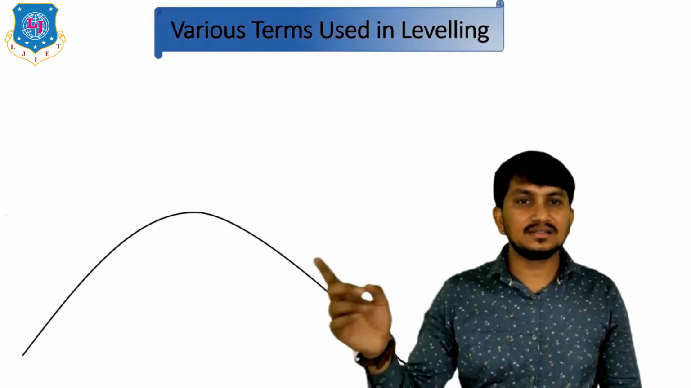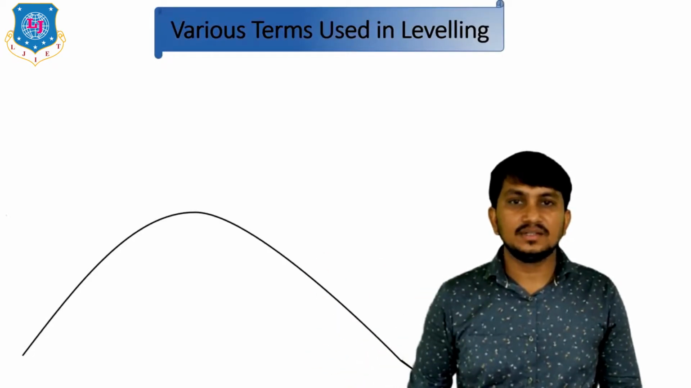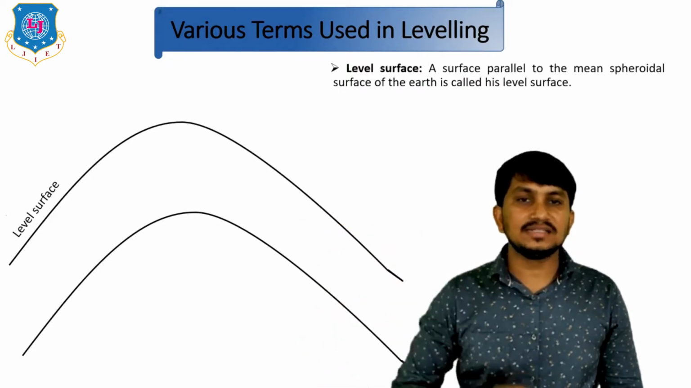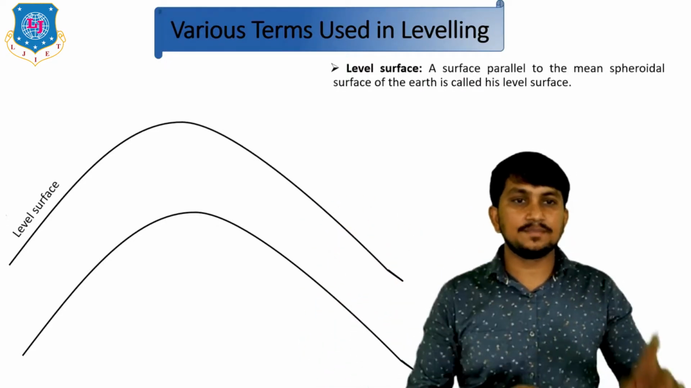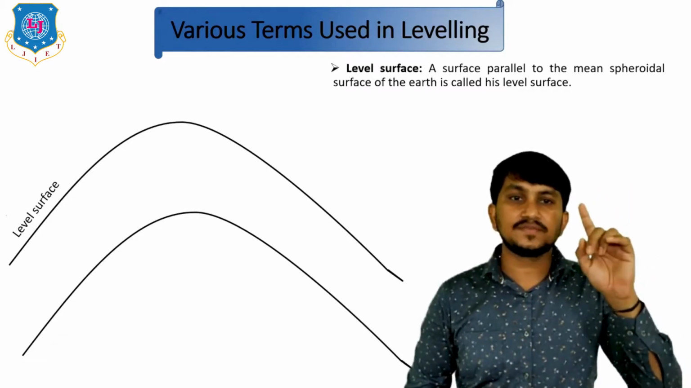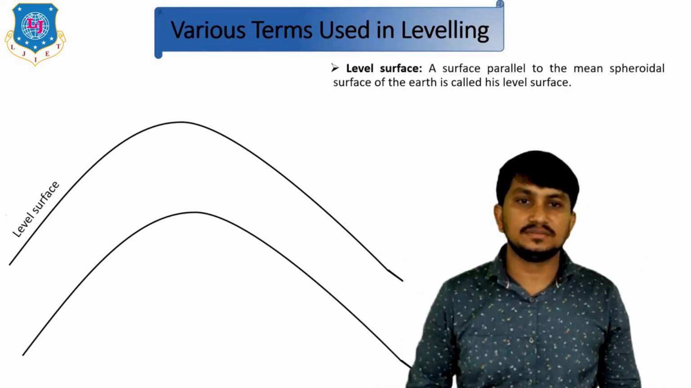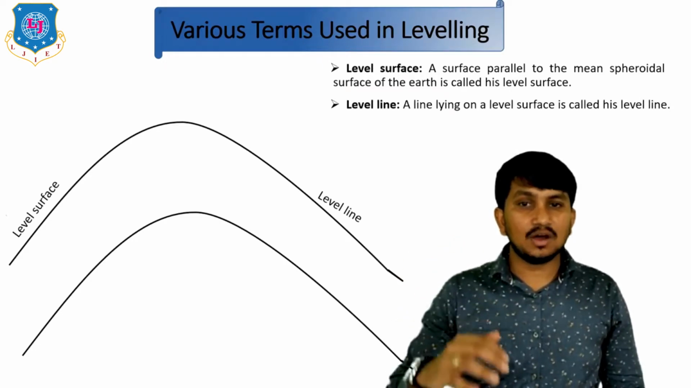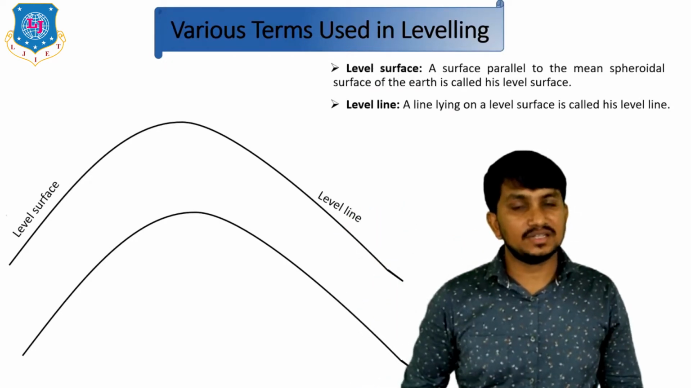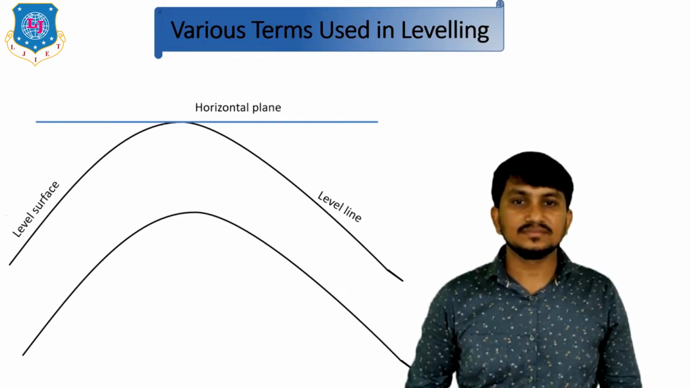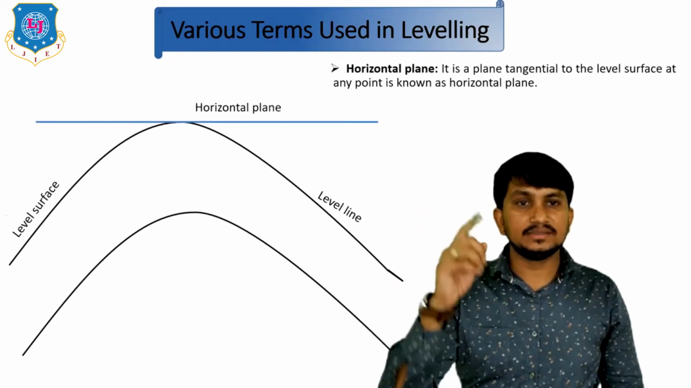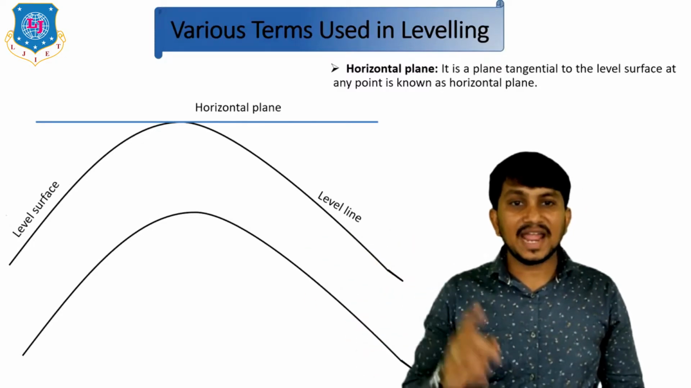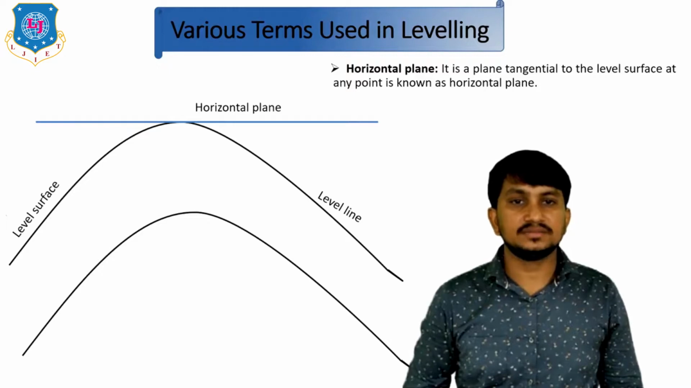Suppose this is the Earth's surface. A surface which is exactly parallel to the mean spheroidal surface of the Earth is called a level surface. Level line: a line on a level surface is called a level line. Horizontal plane: a plane tangential to the level surface at any point is known as a horizontal plane.